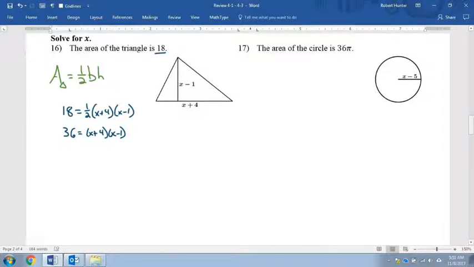So from here, let's multiply out my polynomial. Multiply your binomials. X times x is x squared. X times -1 is -x. Then do the 4. 4 times x is 4x. 4 times -1 is -4. Okay, and then combine terms. Now, when I combine terms, I need to go ahead and move the 36 over because it has to equal 0.